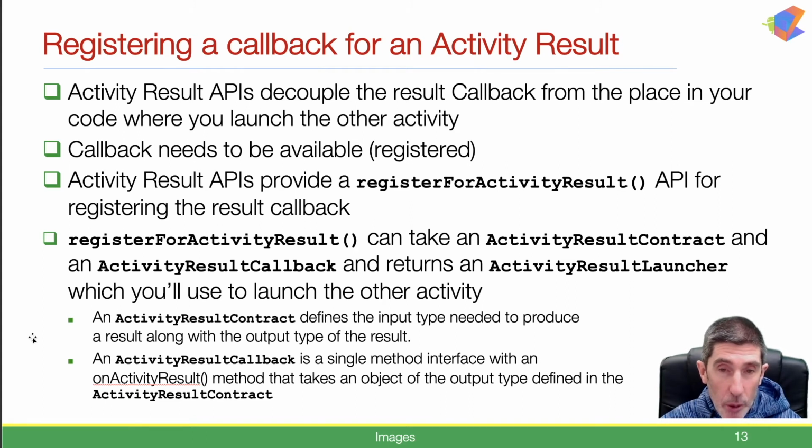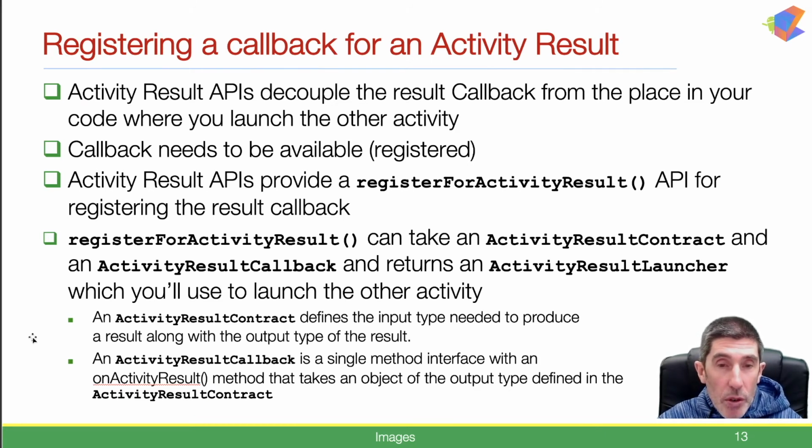An activity result callback is a single method interface with an onActivityResult method. So that's kind of like going back to the old approach. It's just going to be wrapped up in a separate class that takes an object of the output type defined in the activity result contract. So there will be compile time checks done there.